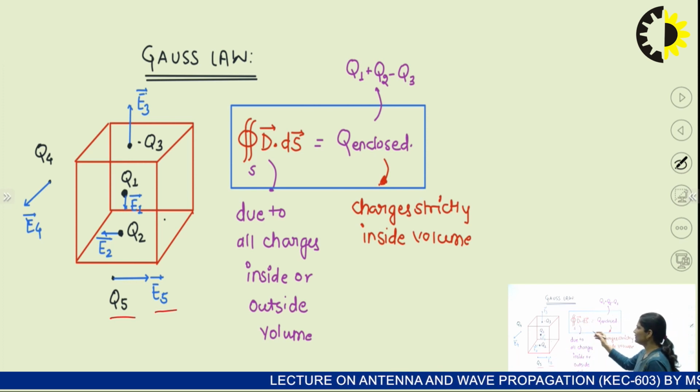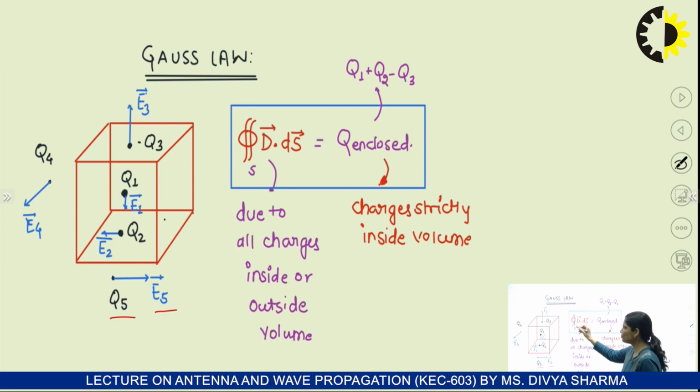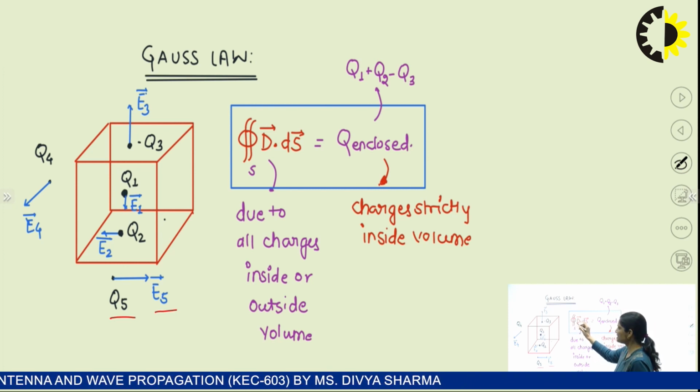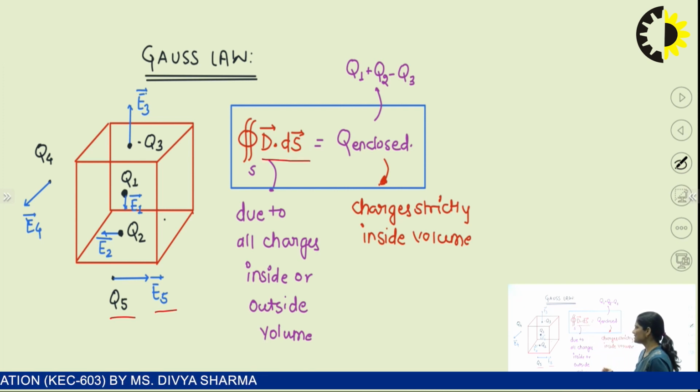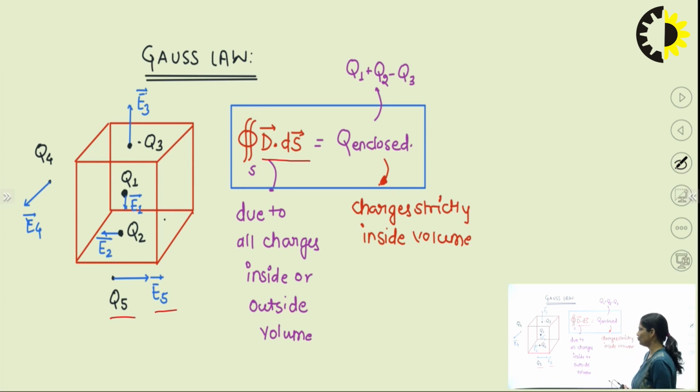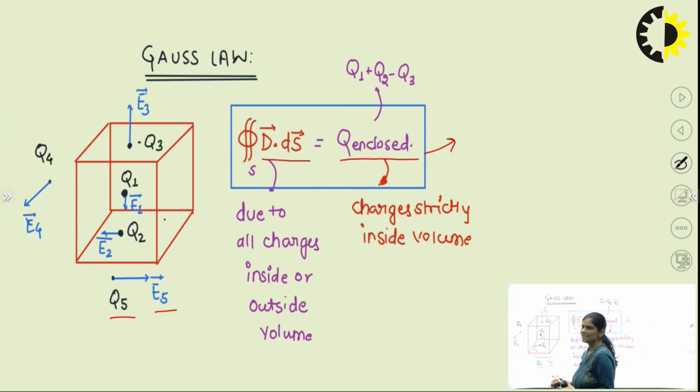Here you can apply the formula. According to Gauss law, the closed surface integral of D dot ds, due to all charges inside and outside the volume, is equal to Q enclosed. Q enclosed means the charges present inside the volume. So the inside charges are Q1 plus Q2 minus Q3. So this is the Q enclosed.